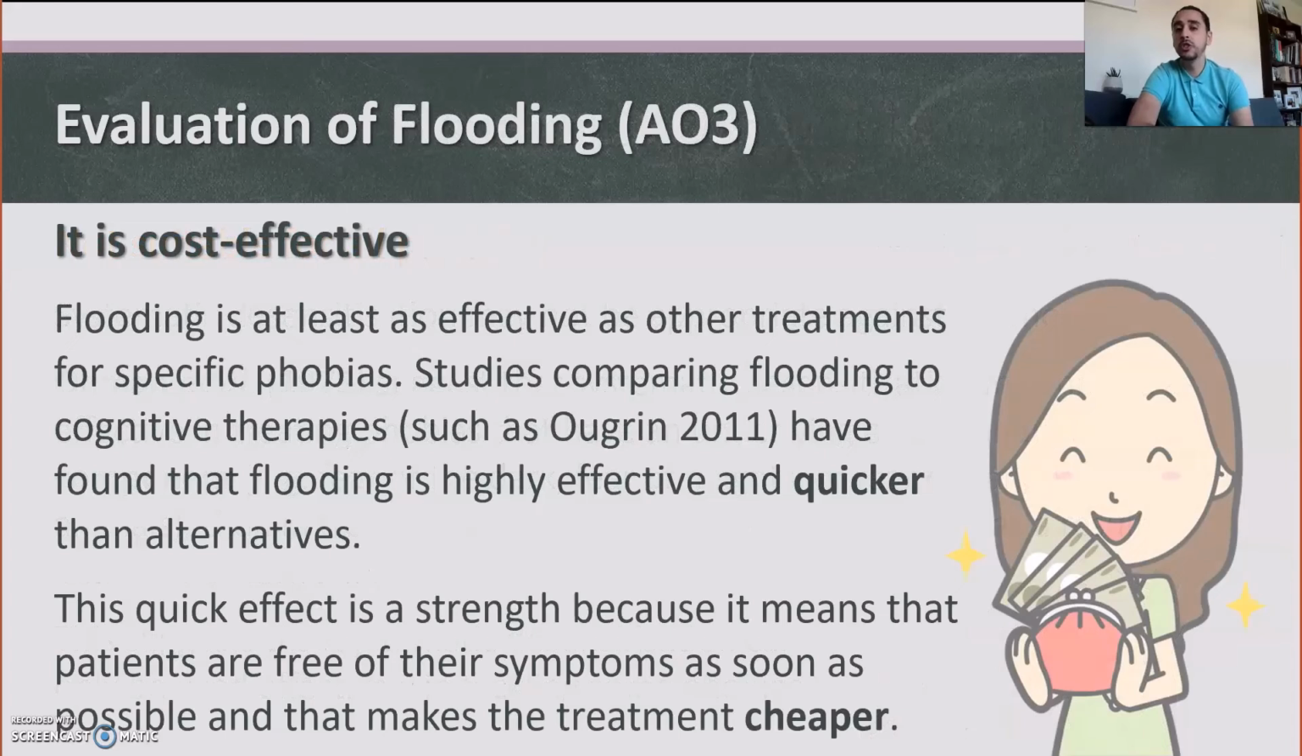However, one strength of flooding is that it is cost effective. Flooding is at least as effective as other treatments for specific phobias. Studies comparing flooding to cognitive therapies have found that flooding is highly effective and quicker than alternatives. This quick effect is a strength because it means that patients are free of their symptoms as soon as possible, and that makes the treatment cheaper compared to systematic desensitization.